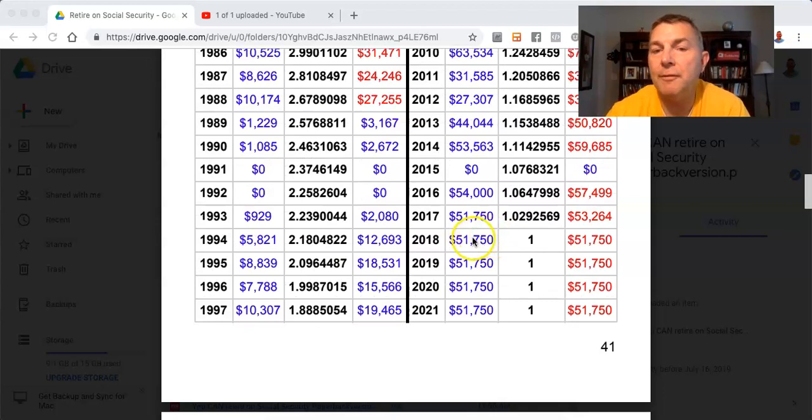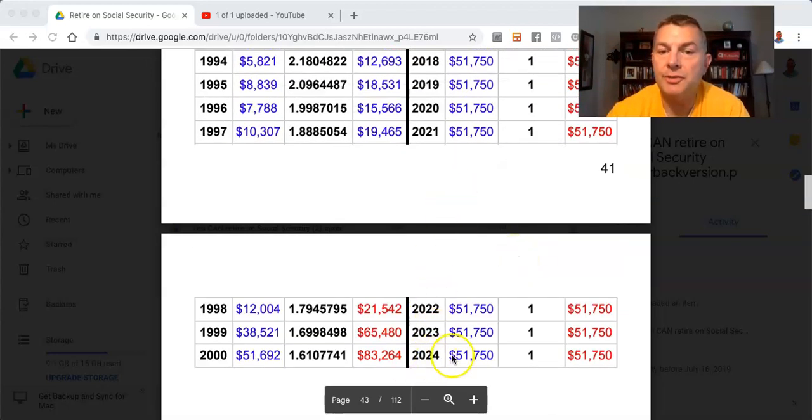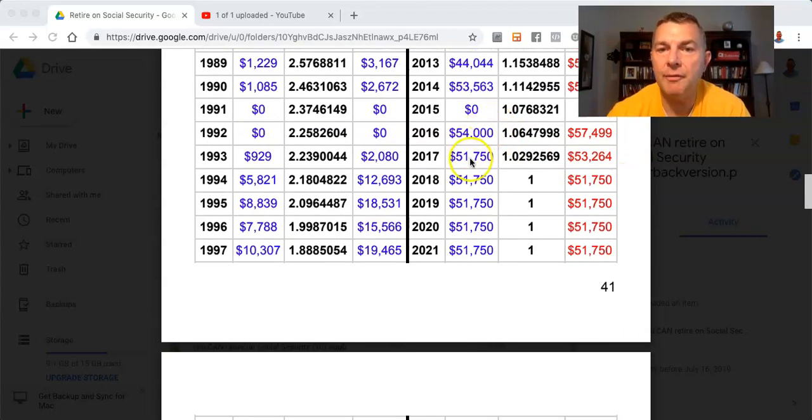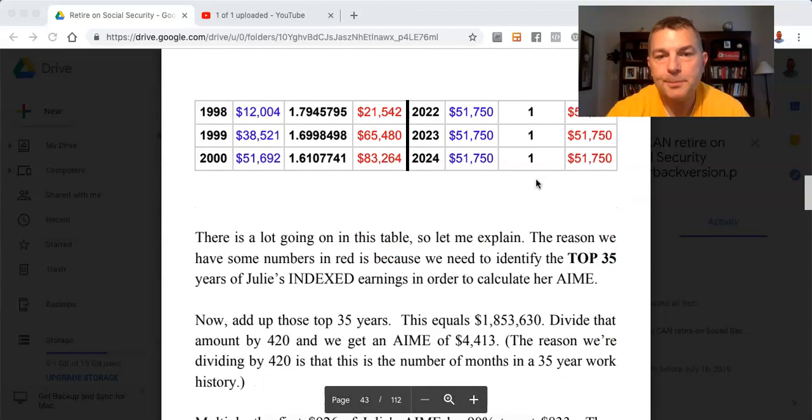All right, so then we're saying $51,750 over the next years until she hits her full retirement age at 66 and 6 months, or 66 and 8 months, I can't remember. But anyway, $51,750 is what we're assuming she's going to make. So look, $51,750, $51,750, and we'll talk about why those aren't being adjusted in just a second. There's a lot going on in this table, so let me explain.